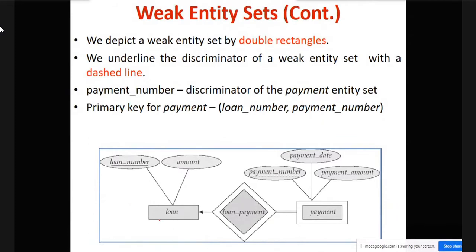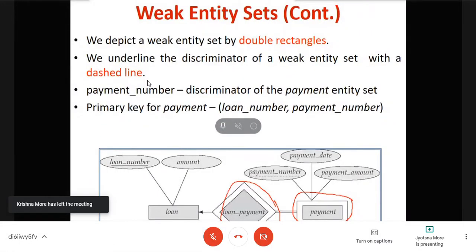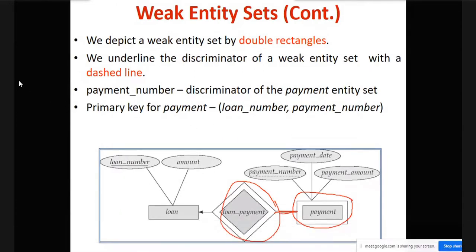See here, you can see this is a double rectangle. This payment is my weak entity set. This is the identifying relationship with a double diamond, and this is showing a total connection, two lines, total participation, right?